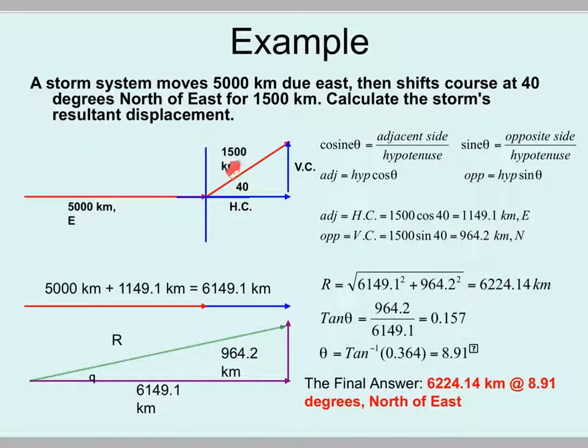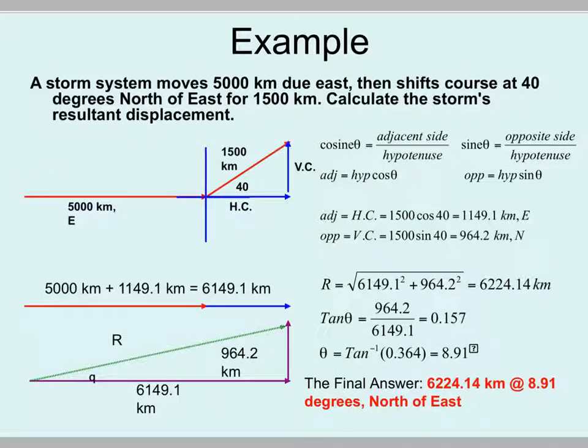would equal 1500 times the cosine of 40, and so we would get this area right here as being 1149.1 kilometers east. And then to find this one right here, we're going to use the opposite equals 1500 times the sine of 40, and we get 964.2 kilometers north.